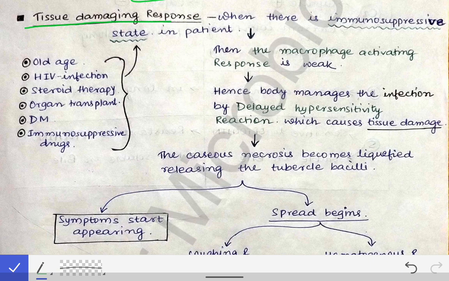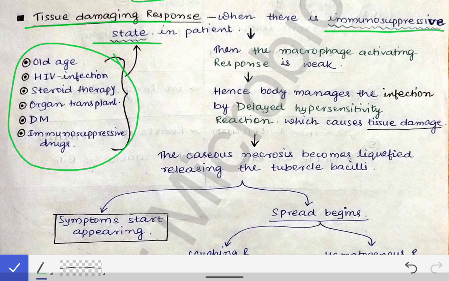Whenever there is an immunosuppressive state in a patient, then there is beginning of the tissue damaging response. By this we come to know why tuberculosis is a latent infection. And when there is immunodeficiency, then this latent tuberculosis becomes evident. So what are the immunosuppressive states? Old age, HIV infection, steroid therapy, organ transplantation, diabetes mellitus, plus immunosuppressive drugs. You can remember these as the immunosuppressive states.